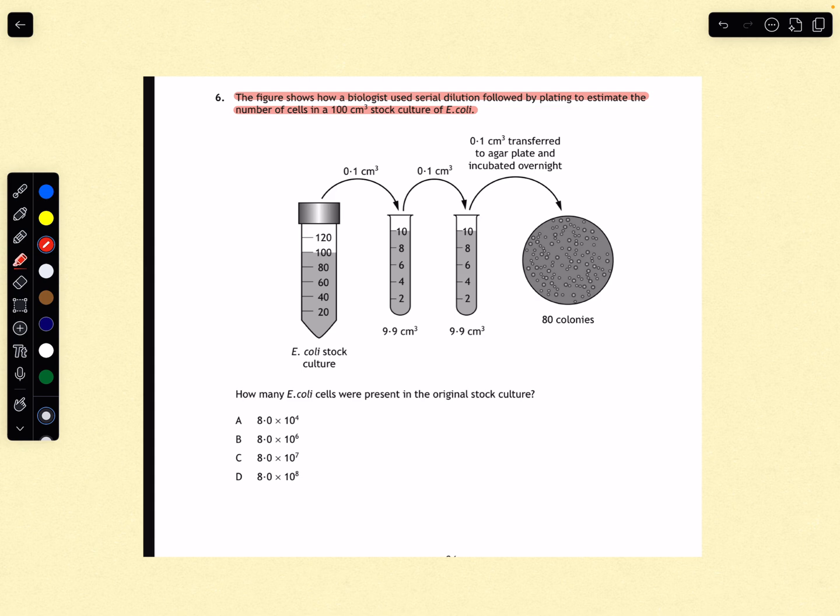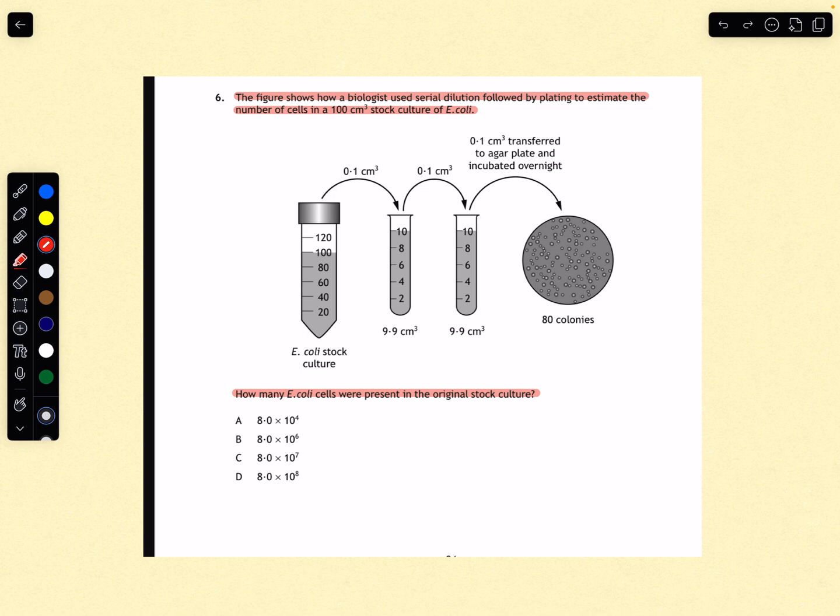Now, how I do this question, going to what the question is, how many E. coli cells were present in the original stock culture, is I work my way back. So I'm going to start at the 80, and go here, and go here, and then go there. So, what we've got to do is a few calculations first.